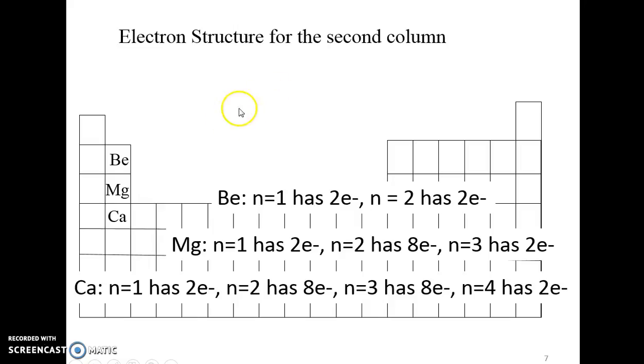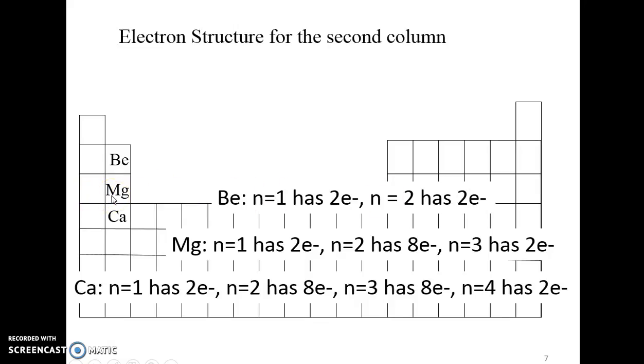Well, let's look at the second column. The first column is called the alkali metals. The second column is called the alkaline earth metals. If I look at beryllium, then I see that it has 4 electrons. Where are they? 2 in n equal 1 and 2 in n equal 2.